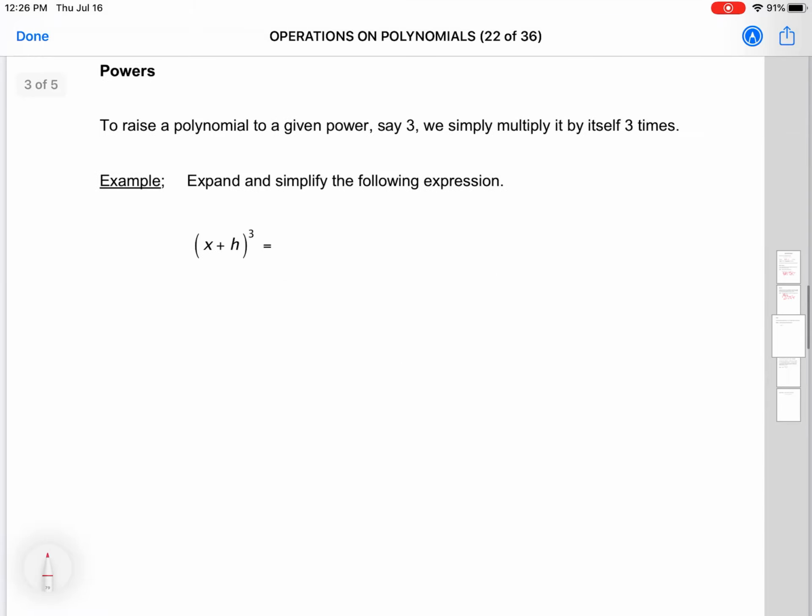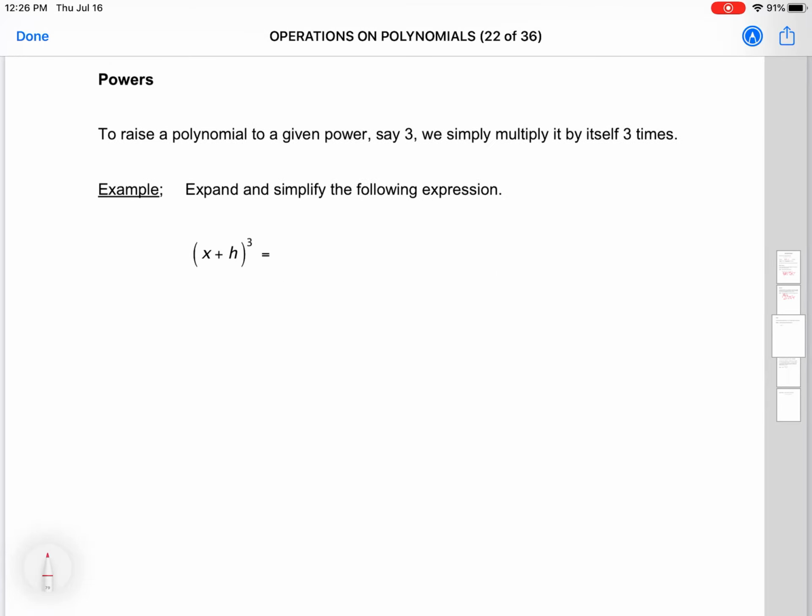Simple enough. What about raising a polynomial to a certain power? This is again something we'll meet often in Cal 1. So how do I expand, collect, simplify x plus h to the power of 3? Well, we simply write the power of 3 as the expression times itself 3 times. And we're going to start by multiplying x plus h with x plus h, and we'll keep the last round bracket for later.